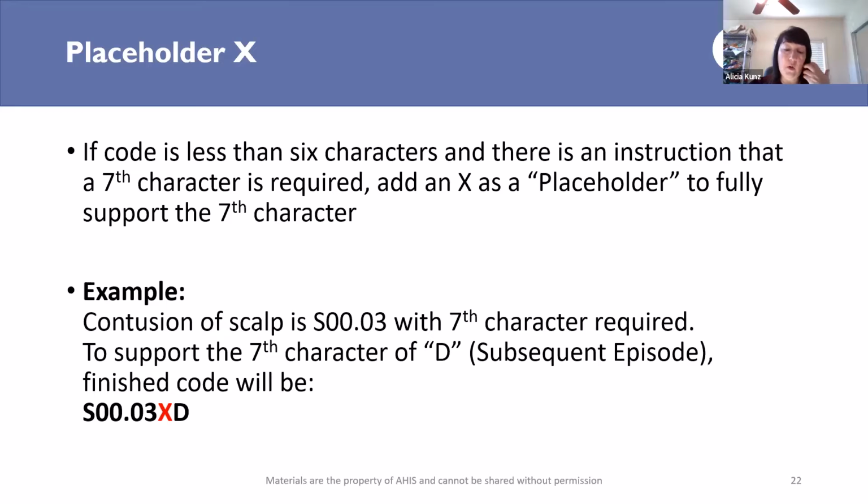You then need to take that code and go into the back of the book, the rainbow pages, and go to S00.03. And there you'll see the pink box. It's telling you you have to use a 7th character. So as you can see here, the finished code is S00.03XD. And the reason we had to put that letter X there in the 6th place is so that the letter D, which is required for this to be a valid code, is in the 7th spot.